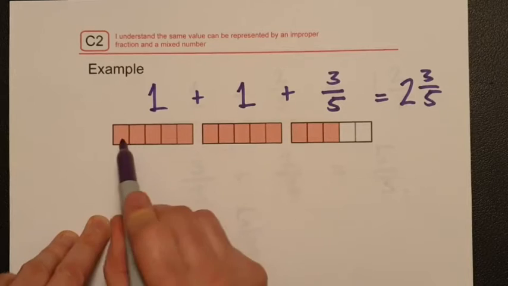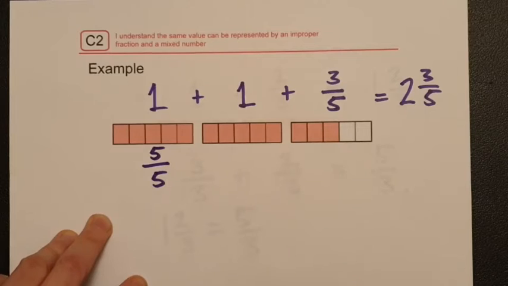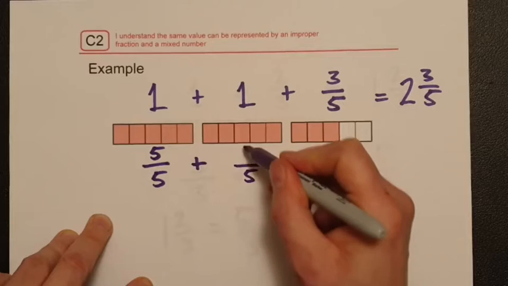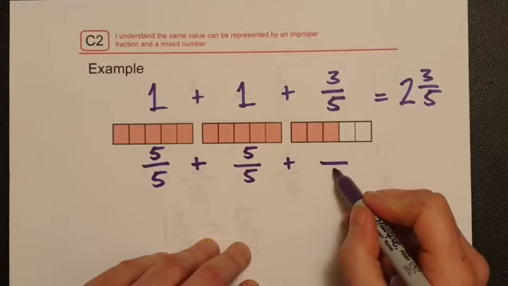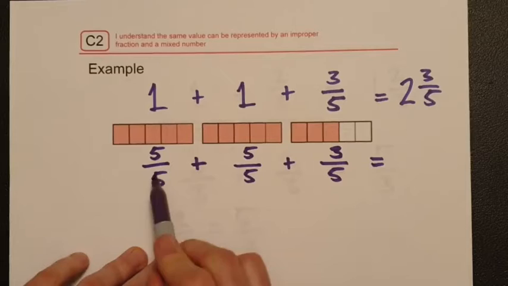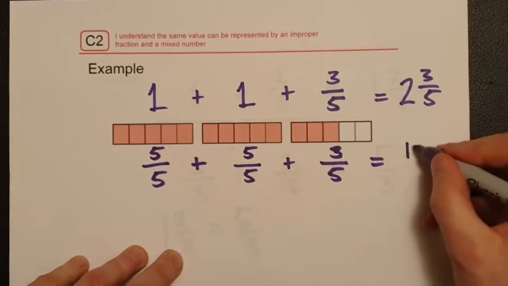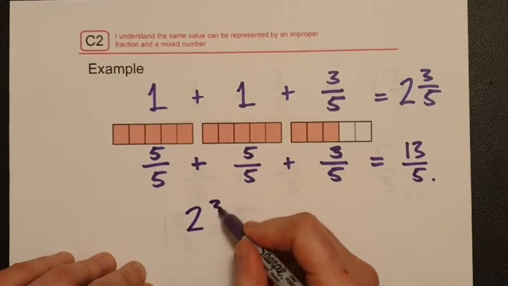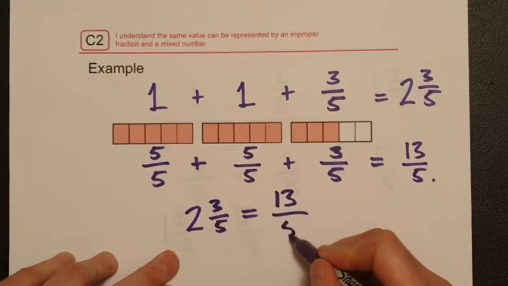Down here we'll do the fractions. Here the bar's cut into 5 and all 5 of them are shaded. The bar's cut into 5 and all 5 are shaded. The bar's cut into 5 and only 3 are shaded. So if we count all the fifths, there are 5 and 5 makes 10 and 3 makes 13. So 2 and 3/5 is the same value as 13/5.